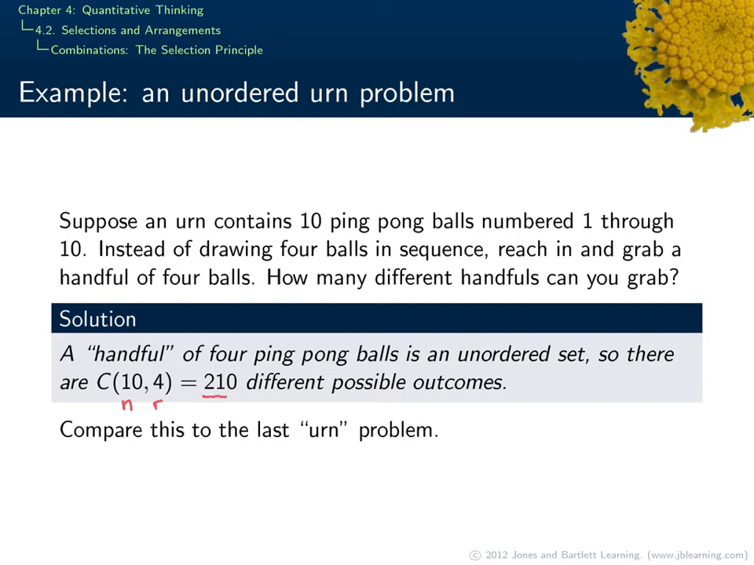So let's check that. C(10,4) is 10 factorial divided by 4 factorial times 6 factorial.